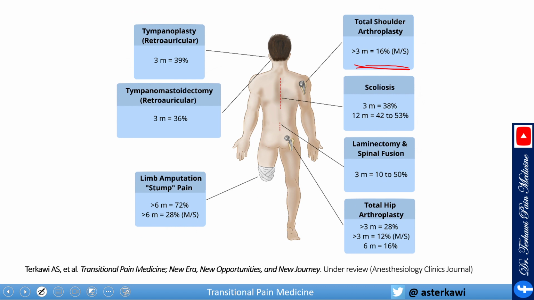About 16% have moderate to severe pain. Spine surgery, especially scoliosis, is on the higher side. Laminectomy and spinal fusion are also on the higher side. Total hip replacement as well, and of course, amputation.